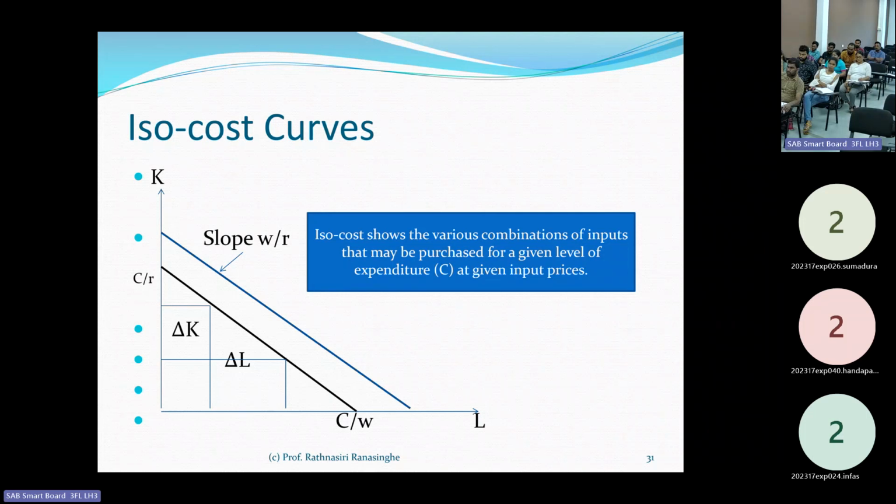The other extreme point is here. If we assume our total expenditure is incurred on capital, this is the point where we end. That is the total cost, or the expenditure, divided by the price of capital, the interest rate. That means we incur the total expenditure on capital. So how much we spend?